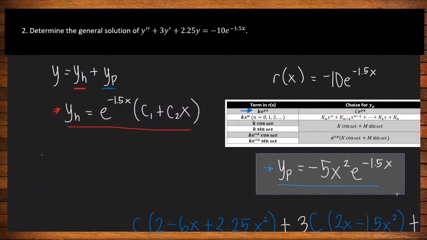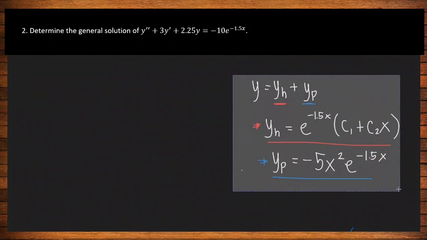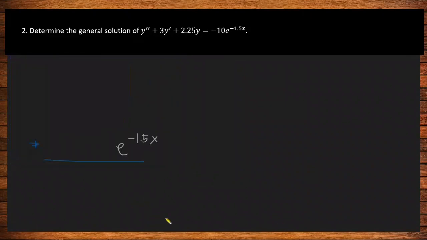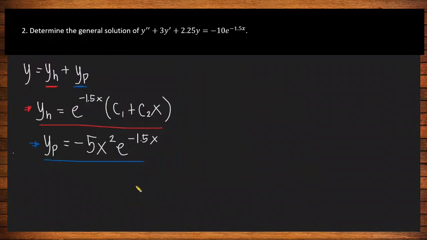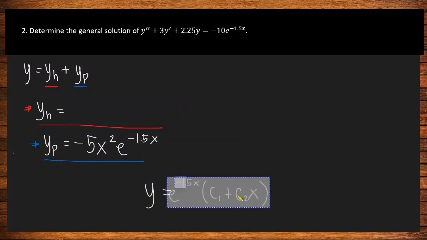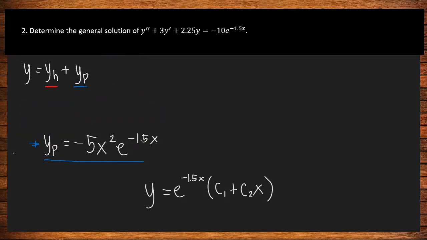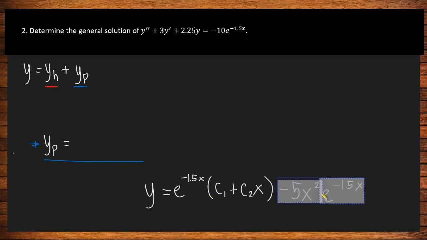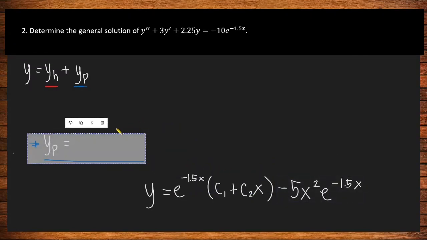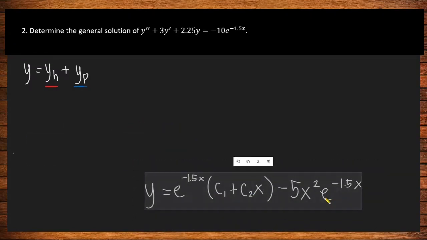And then finally, we can now obtain the general solution of our ODE. So again, y will be equal to y sub h. So that is e raised to negative 1.5x times c sub 1 plus c sub 2 x. And then plus yung y sub p naman natin. So that will be negative 5x squared e raised to negative 1.5x.